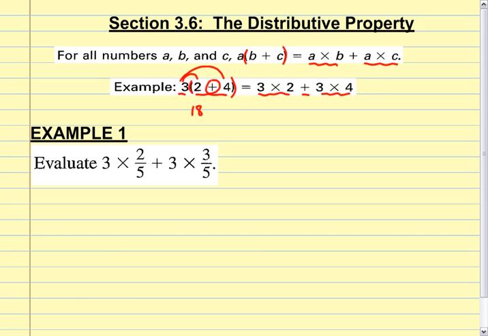Now, Vivian, what is 3 times 2? We'll work on the other side now. What is 3 times 2? 6. Plus, what's 3 times 4? 12. And what do I get when I add 6 and 12? 18. Do you agree that 18 is equal to 18? Yes. So this side over here is the same as this side over here.